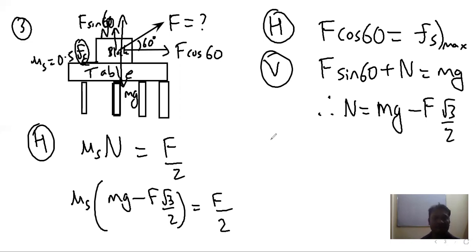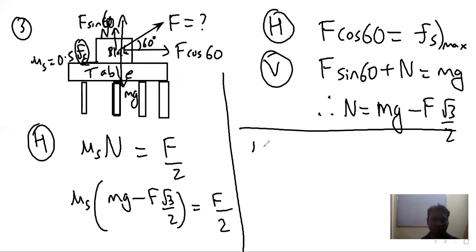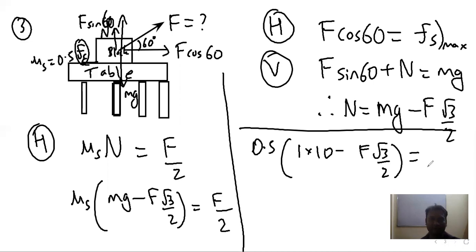Now, in this case, what are we able to find? We want to find the value of F. So let us first substitute the value of mu s. So mu s is 0.5, into mg. Is mass given to us? Yes, we are given 1 kg, into g is 10, minus F √3 by 2 is equal to F by 2. So from this we have 10 by 2 minus F √3 by 4 is equal to F by 2.